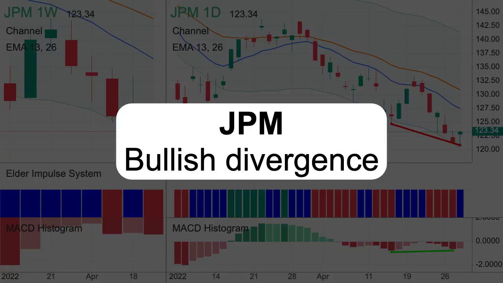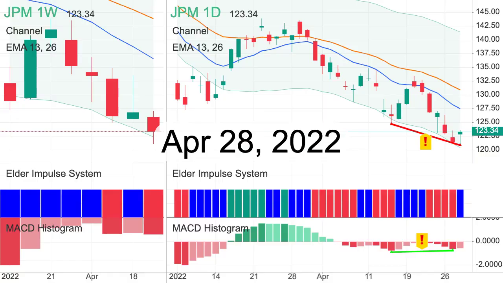Let's consider the stock of JP Morgan Chase & Company. On April 28, 2022, a bull divergence formed in a downtrend. This is a strong buy signal. There is a first light bar on the histogram. Are you ready to submit a buy order?